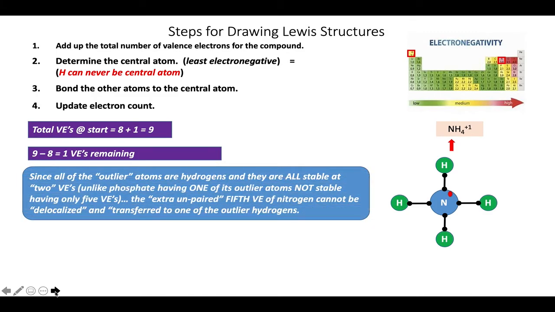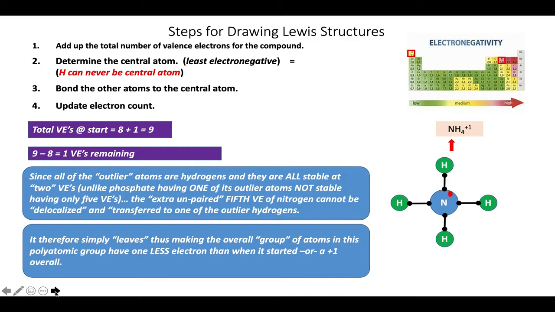Now typically we take the extra electron or electrons and put them on the outliers to reach stability, but since they're all hydrogens, hydrogen only needs 2. So they're already stable. All 4 of them are already stable. So I still have this 5th extra unpaired valence electron on nitrogen that can't be delocalized like we did in phosphate. There's nothing to go out to. All the hydrogens are stable. So I can't transfer it to the outliers.